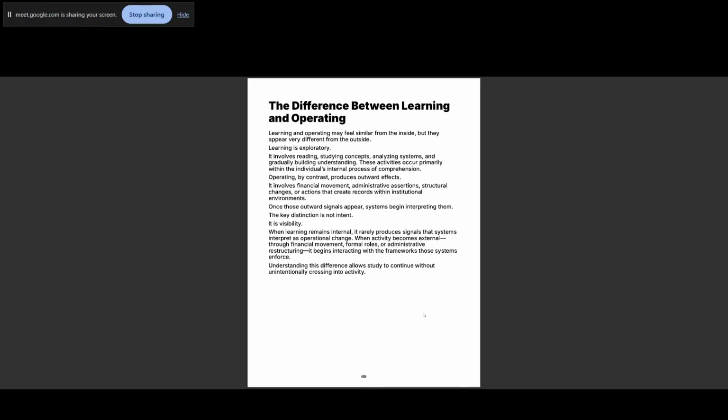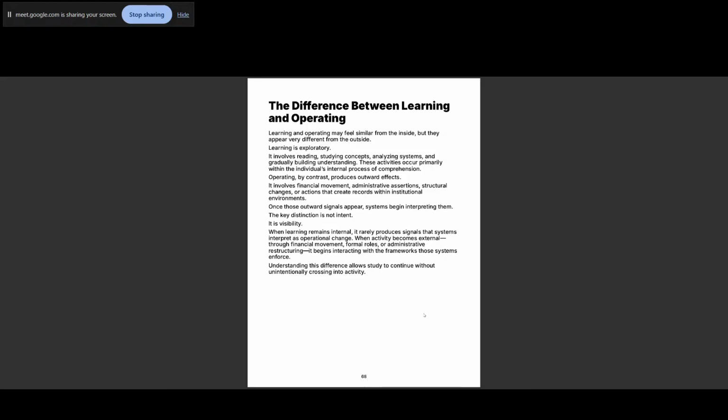The difference between learning and operating. Learning and operating may feel similar from the inside, but they appear very different from the outside. Learning is exploratory. It involves reading, studying concepts, analyzing systems, and gradually building understanding. These activities occur primarily within the individual's internal process of comprehension. Operating, by contrast, produces outward effects. It involves financial movement, administrative assertions, structural changes, or actions that create records within institutional environments. Once those outward signals appear, systems begin interpreting them.